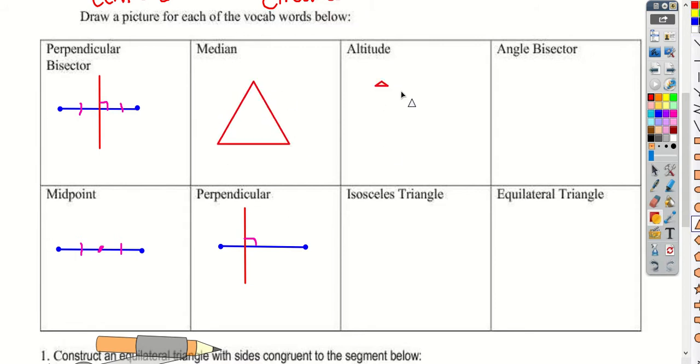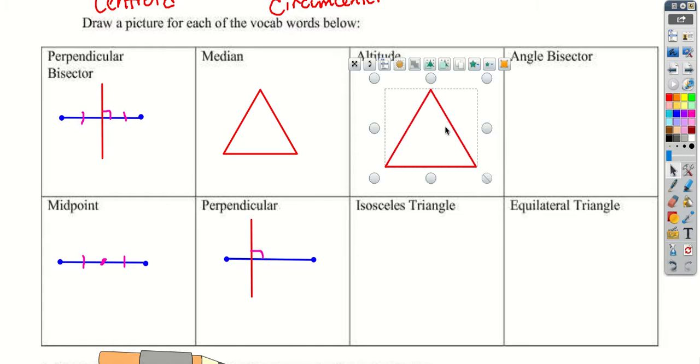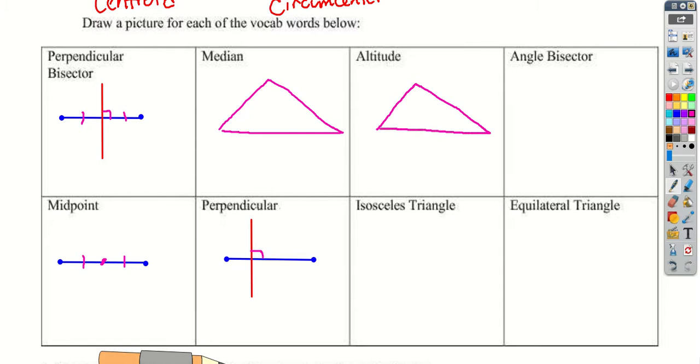Okay? For median and altitude, all right, I'm going to draw myself a triangle for these two, okay? Doesn't really matter which one. Well, you know what? I'm going to draw a different one here. All right. Okay, the median is going to be a line segment that's drawn from the vertex that cuts the other side in half.